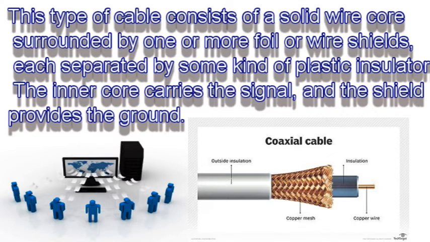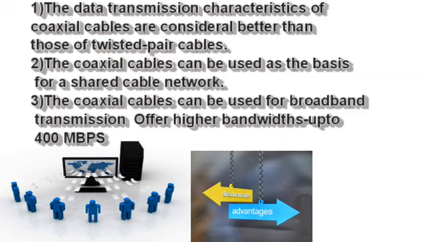So the coaxial cable has high electrical properties and is suitable for high speed communication. The data transmission characteristics of coaxial are considerably better as compared to twisted pair cables. Now coming to the advantages of the coaxial cable: the coaxial can be used for a shared cable network, and can also be used for broadband transmission. Channels can be transmitted over higher bandwidths, up to 400 Mbps.